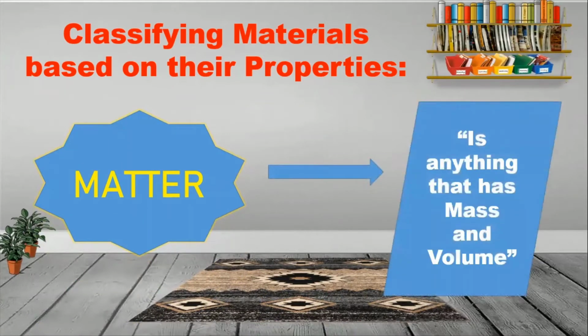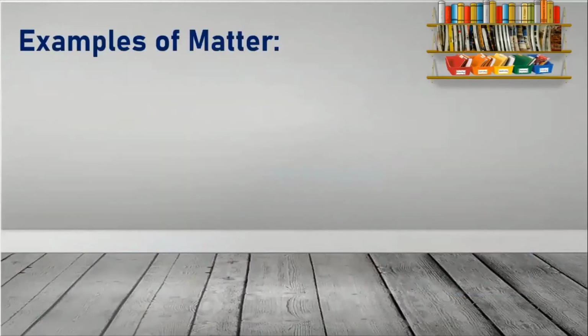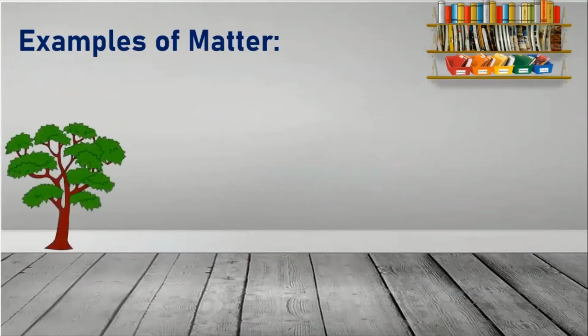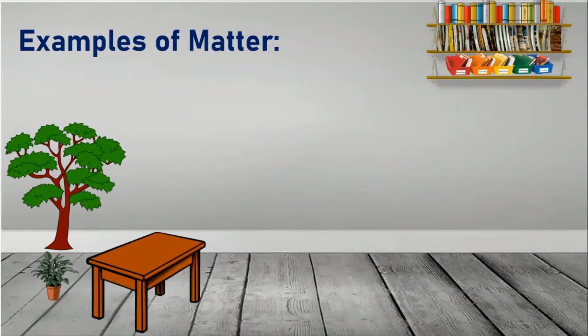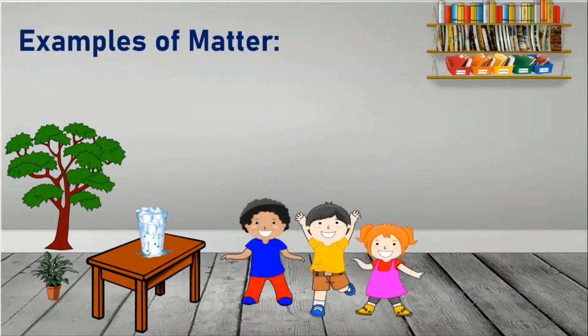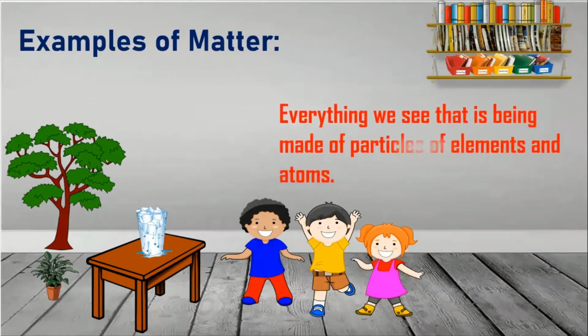It is anything that has mass and volume. Let me give you an example. A tree. A tree is an example of matter. The flower pots, table, and also water. They are examples of matter. And even you. Remember, everybody, that everything we see that is made of particles of elements and atoms is considered as matter.